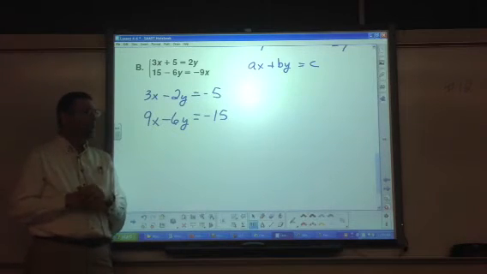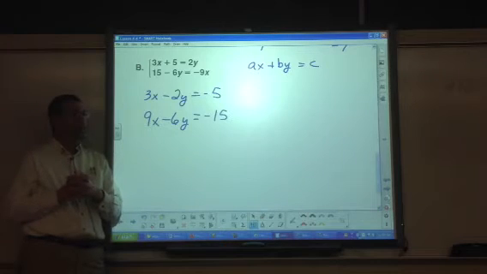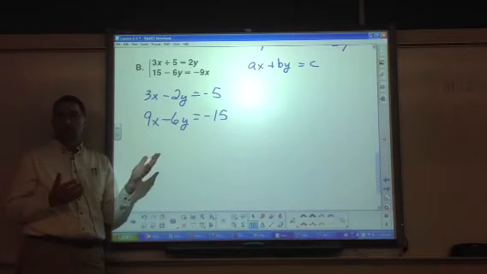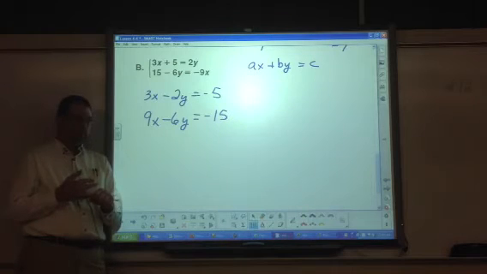And I see Dylan nodding his head. So why, Dylan, are these the same lines? You divide the bottom one by 3 and it equals the same thing. Good. Okay. So we know that this is going to be a consistent, dependent scenario as far as classifying it, and they're going to have infinitely many solutions.